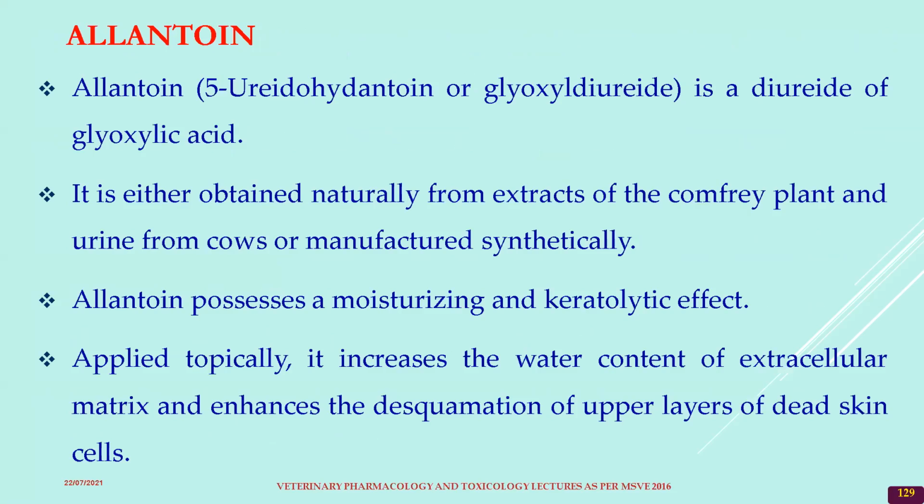Then allantoin. Allantoin is a diureide of glyoxylic acid, and it is obtained naturally from extracts of the comfrey plant and from the urine of cows.